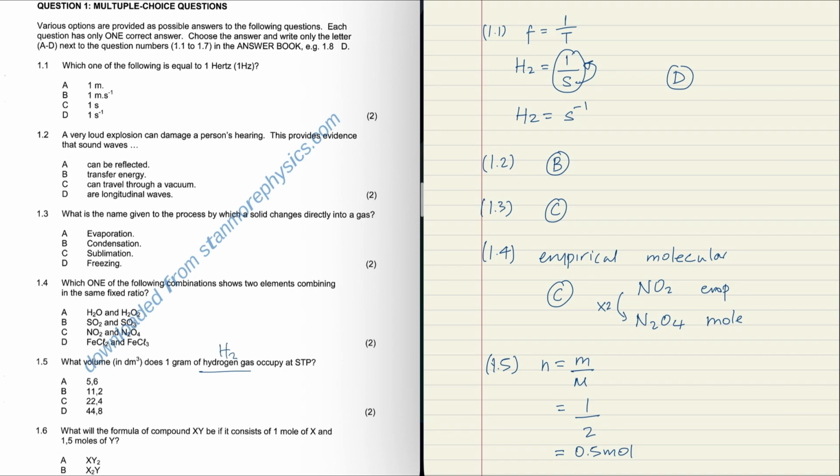Now, since this is at STP, we can use the formula n is equal to V over Vm. So 0.5 is equal to V divided by 22.4. You can then cross multiply, and you'll get 11.2 dm cubed is equal to V. So the answer to question 1.5 is B.